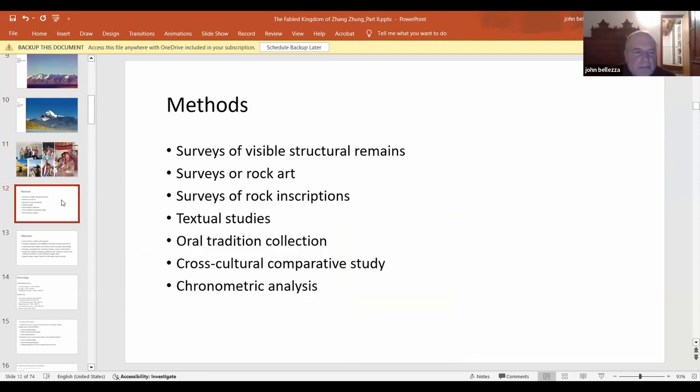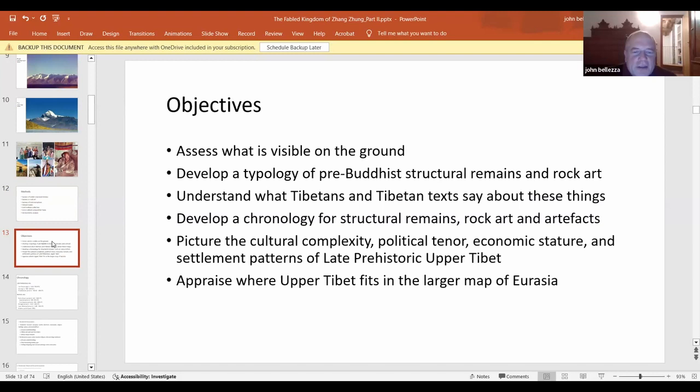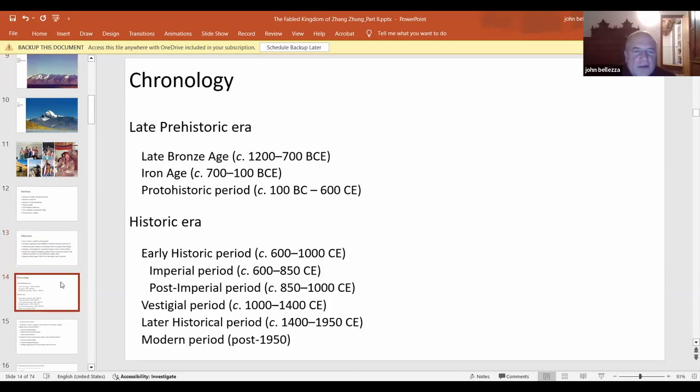Same people, essentially. So the methods, I won't go over each one of these. I want to take us to the more exciting parts of the talk so we can look at cool things. But anyway, here are the methods I use. These are the objectives. I'm trying to figure out where Upper Tibet fits in the larger map of Eurasia, and understand the ancient economics and politics, the cultural system of early times, through the rock art and monuments, etc., early objects, and material culture of early times, as archaeologists do.